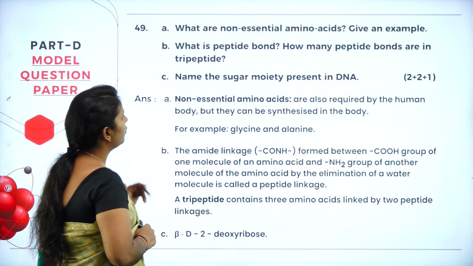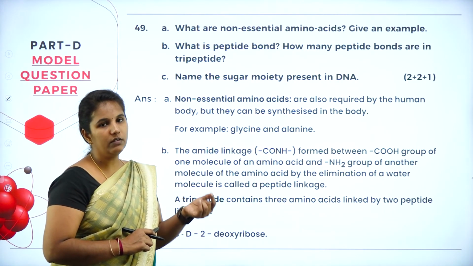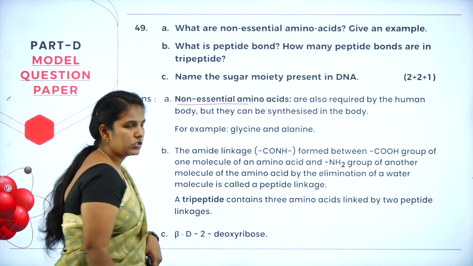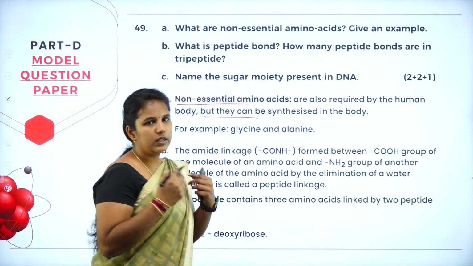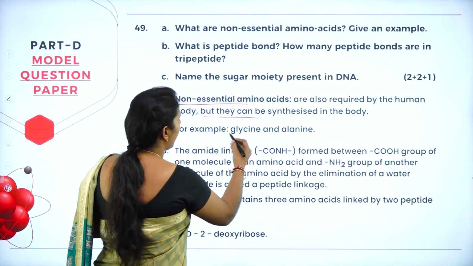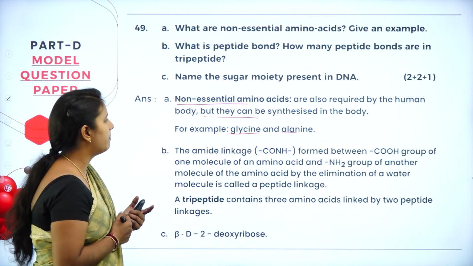For the first question, you have to say what are non-essential amino acids, and you have to give one example. We all know that non-essential amino acids are also required by human beings, but they cannot be synthesized by the body. It has to be taken through the diet. Example is glycine and alanine. Any one proper example you can give.